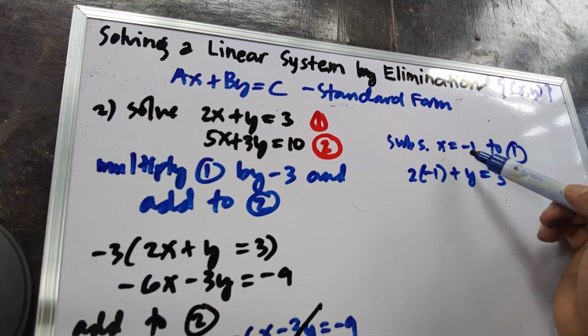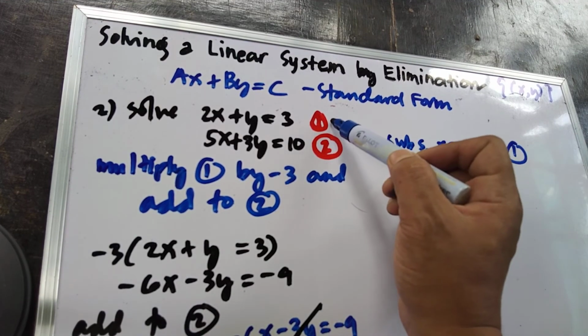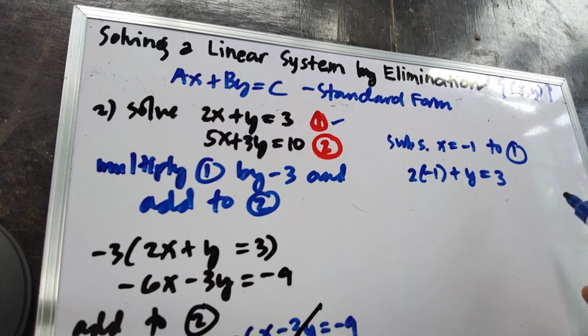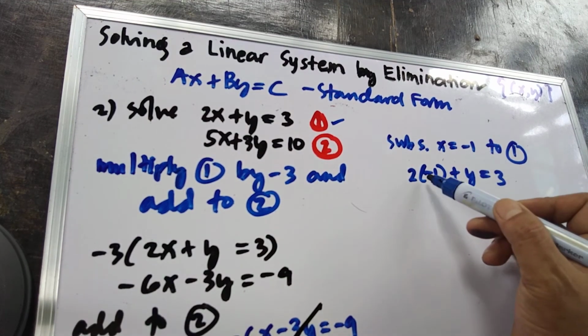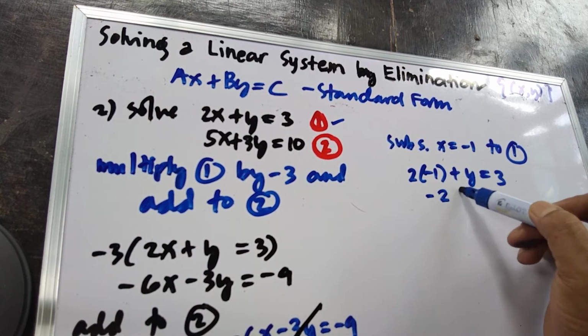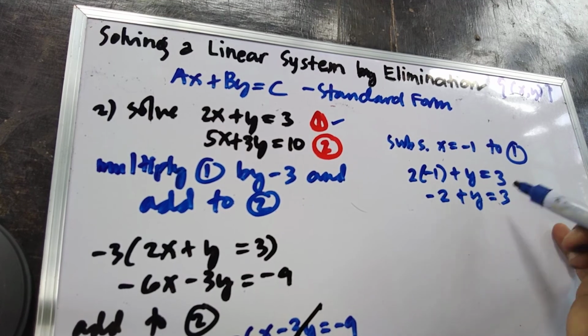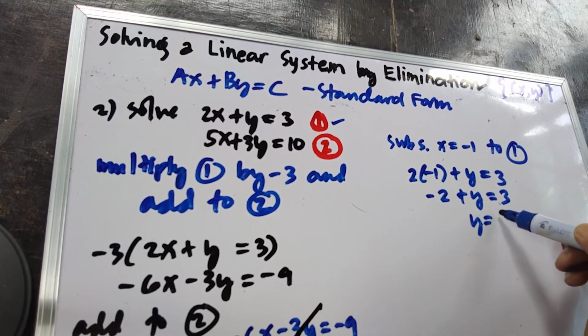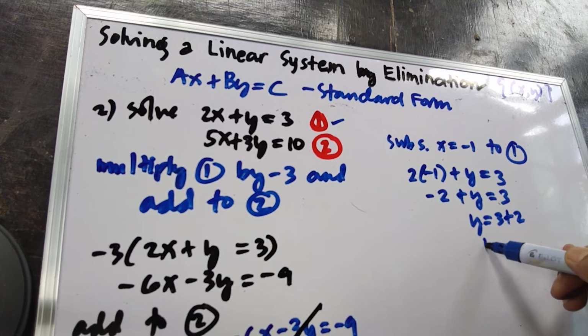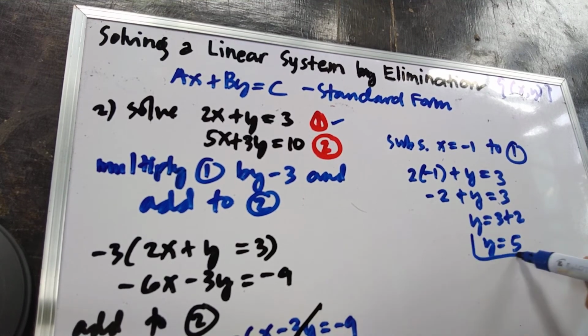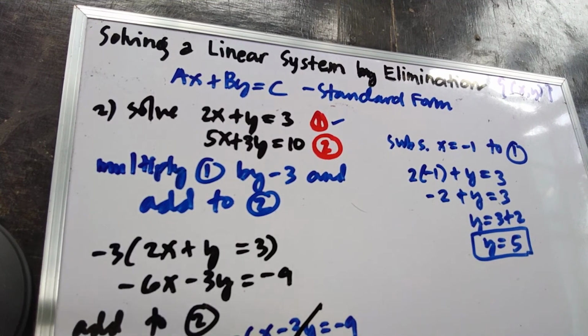So, x is equal to negative 1, we substitute it into equation 1. Let's continue. So, 2 times negative 1, negative 2, plus y is equal to 3. So, y is equal to 3 plus 2, y is equal to 5. Now we have the value of x and the value of y.